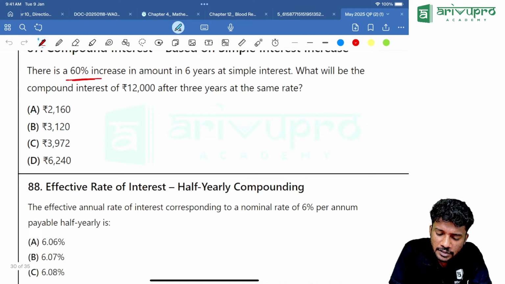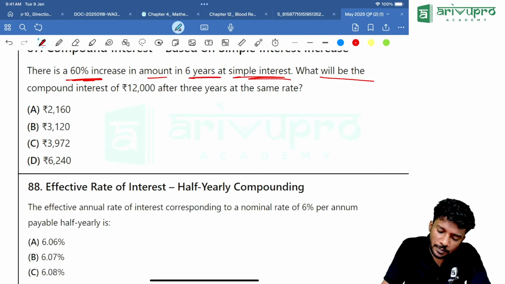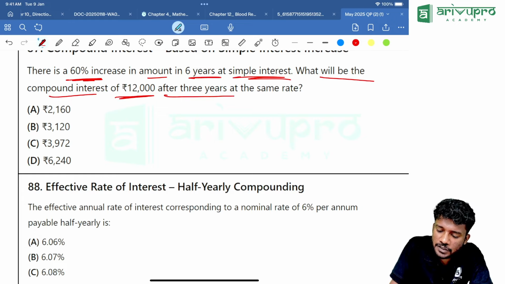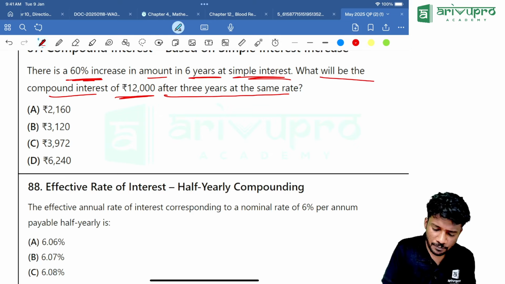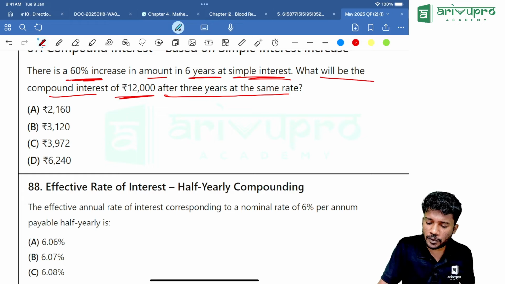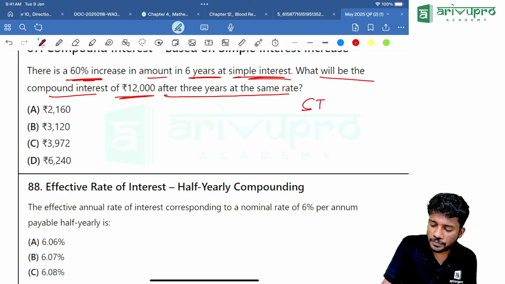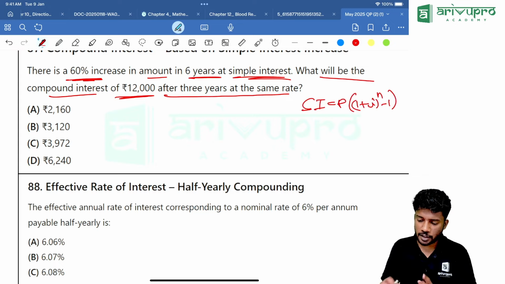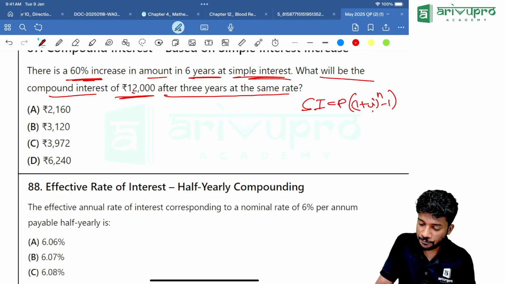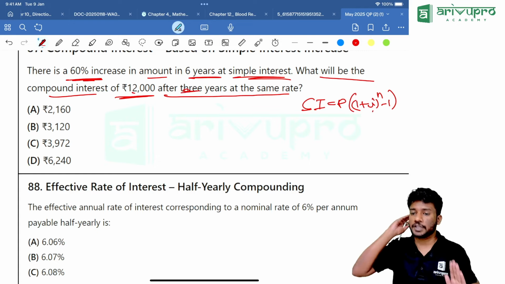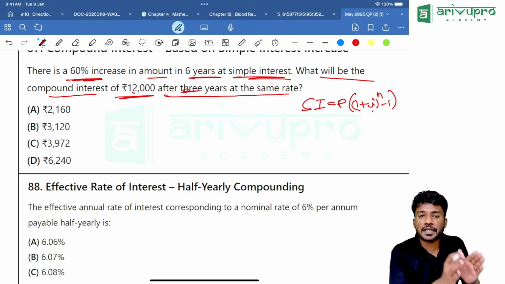There is an increase of 60% in amount in 6 years as per simple interest. What will be the compound interest of 12,000 after 3 years at the same rate, is the question. Okay, we need to find the rate. What all things do you require to find compound interest? CI is equal to P into (1 plus I) the whole raised to n, minus 1. This is the formula, right? Do you have the I value over here? No. P value you have, that is 12,000. N you have, 3 years. Everything is there, I is not there. You need to find I from the previously given data.